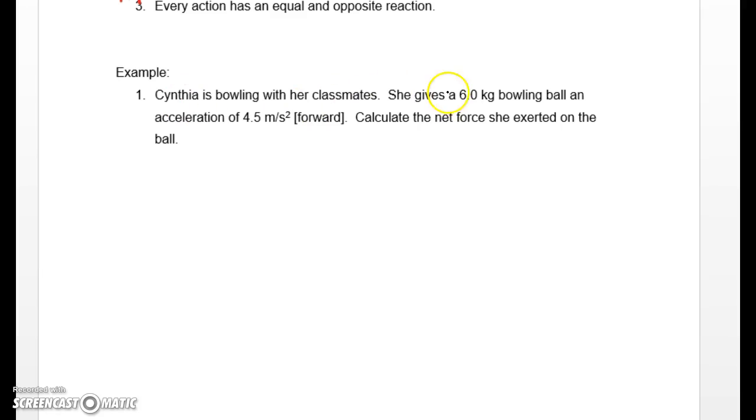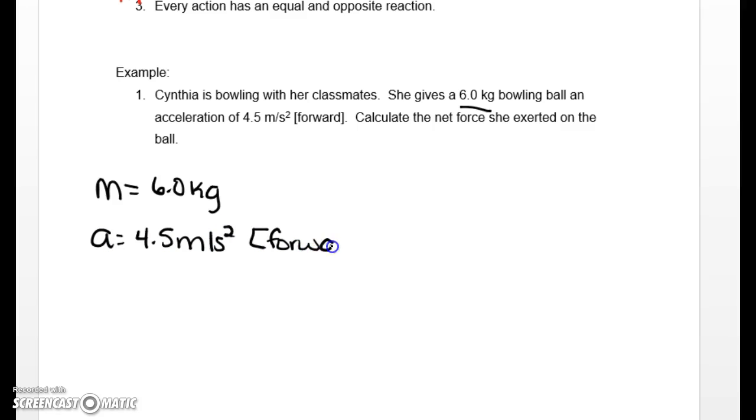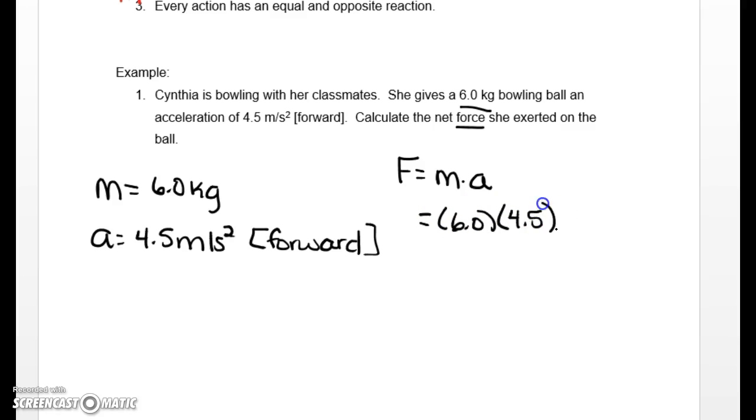So here I'm just going to write down all the information that we're given. So here we're told the mass of our bowling ball. So your mass is 6.0 kilograms, and your acceleration is 4.5 meters per second squared, and our direction here is forward. So here we're looking for that net force, and so with this one here we can use that force is equal to mass times your acceleration that we had given in your Newton's second law. So here we're solving for F, so we're going to put in 6.0 for m, and 4.5 for your acceleration.